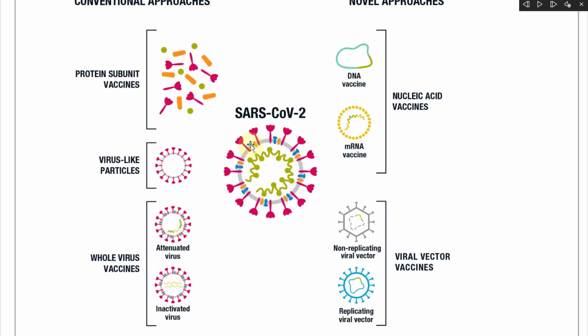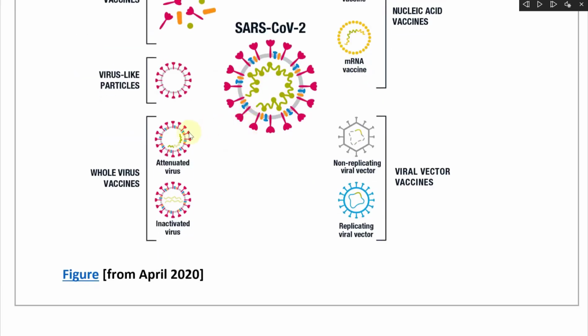And then you can also have virus-like particles. You can have this setup here with just the spike, but nothing else, no genetic material inside, just that. And then you can also use whole virus vaccines. This one is an attenuated or weakened virus, and this is an inactivated virus.